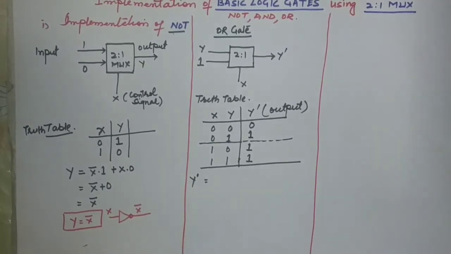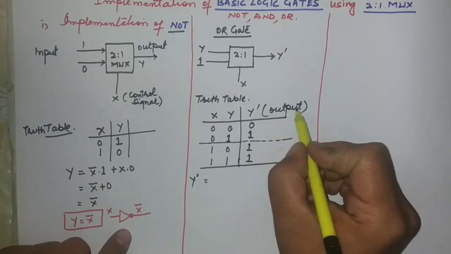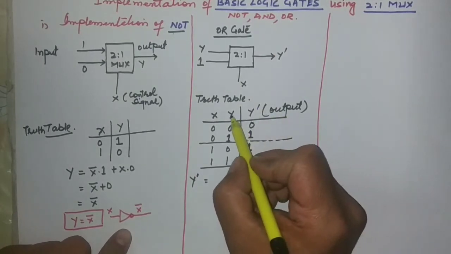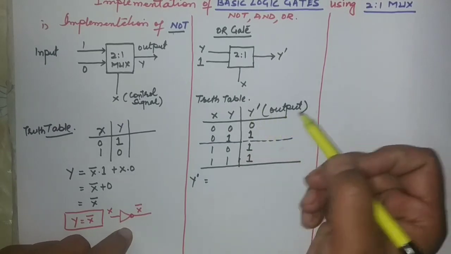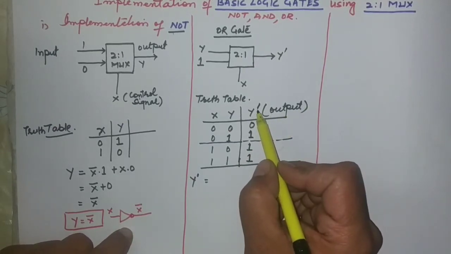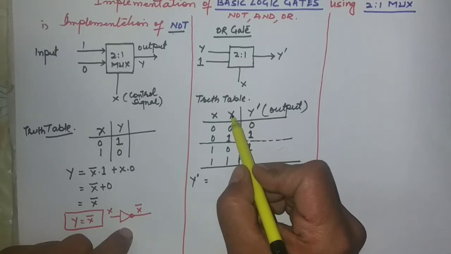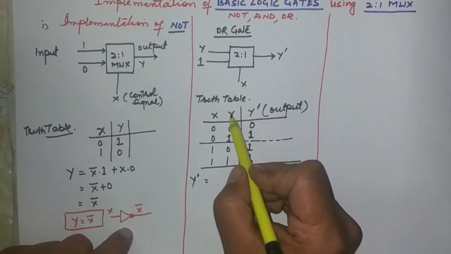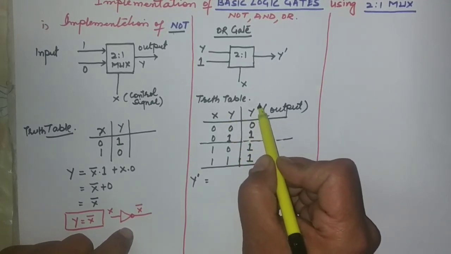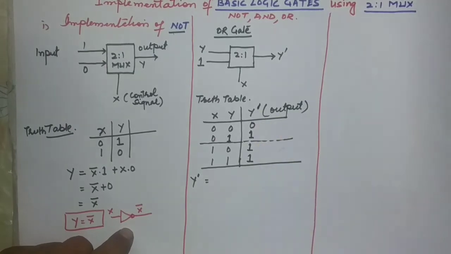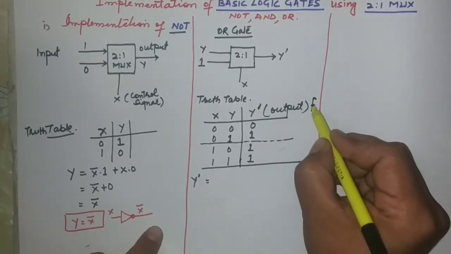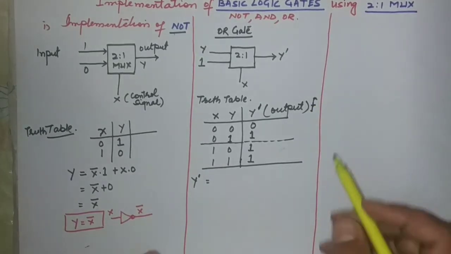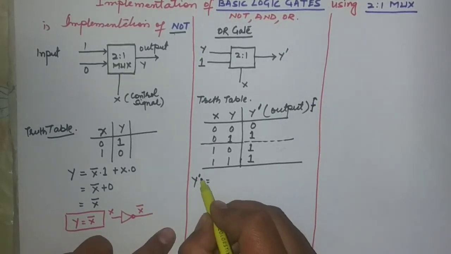Y bar is just the output. It is not the complement of this value. Just by bar we are taking the output. It never associates like this value is the complement of this. We are just abbreviating the output with y1. That's it. You can also take it as f. If you have any doubt, you can also take f. So you can take any of these.